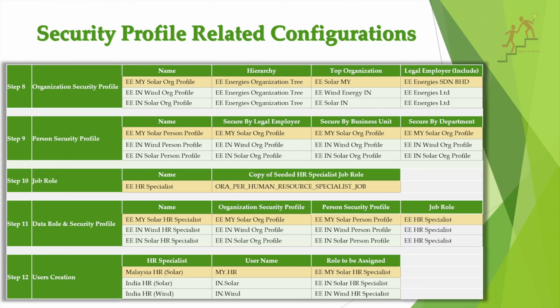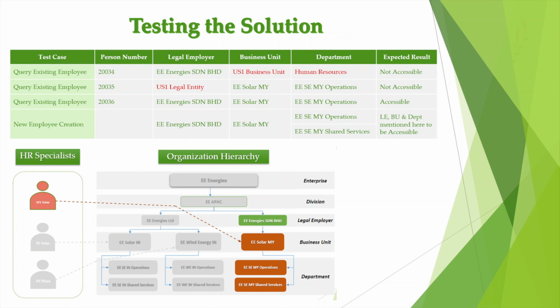Now we have completed all the security profile related configurations. The next step is to go ahead and do some testing as per this table. As I mentioned earlier, the first 3 test cases you see in this table is about querying the existing employee records. These records have been already created and made available in the demo environment. So before we log in as MI Solar HR Specialist user, we will log in as a Super HR user to access all of these 3 records, and we will see all these organization information.